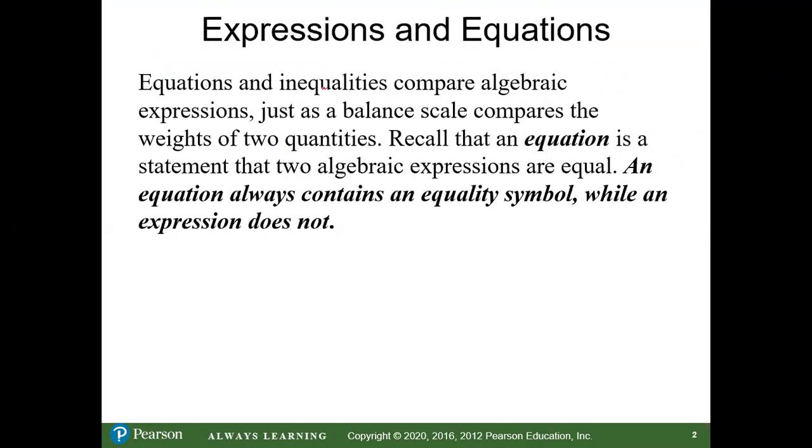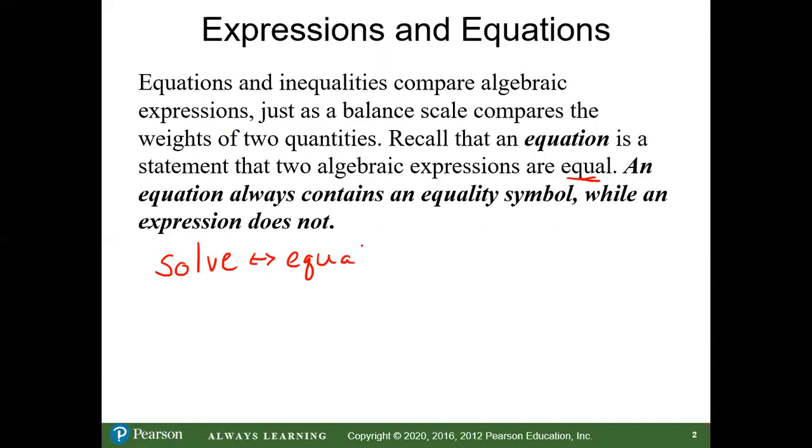Okay, so expressions and equations. Equations and inequalities compare algebraic expressions, just as a balance scale compares the weights of two quantities. Recall that an equation is a statement that two algebraic expressions are equal, so there's an equal sign there, and that's important. An equation always contains an equal sign, okay? An expression does not. One of the things that you really want to think about when it comes to these two ideas is that we generally solve equations. So these two go hand in hand.